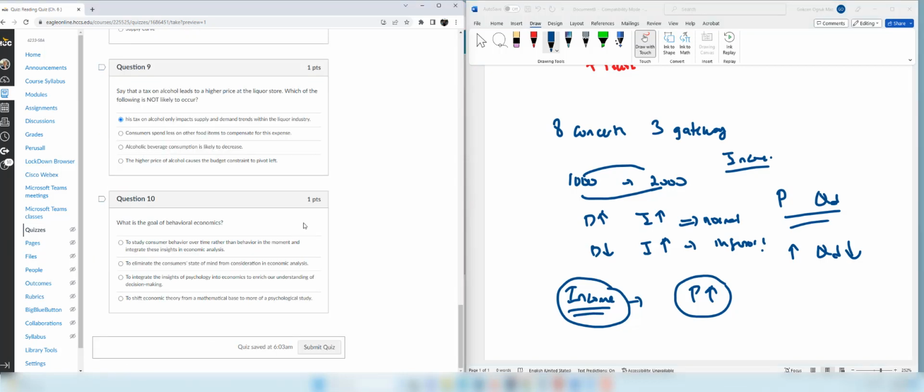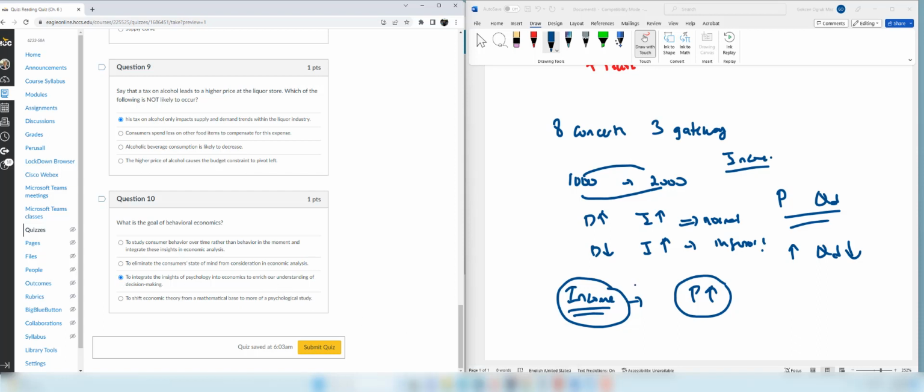Question 10. What is the goal of behavioral economics? Behavioral economics introduces psychology to decision making. Therefore, the right answer is to integrate the insights of psychology into economics to enrich our understanding of decision making.